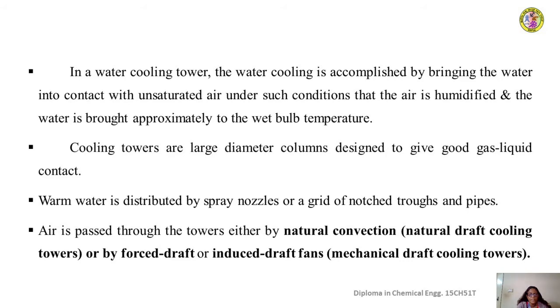Usually the warm water that is fed at the top of the tower will have to be distributed by spray nozzles or a distribution system like a grid of notched troughs and pipes. You can have a perforated pipe at the top, or a trough that contains notches, or a spray nozzle. Whichever is more suitable can be used to distribute water. Distributing water in the form of droplets is very important, in order to provide a maximum surface area of water in contact with the air.